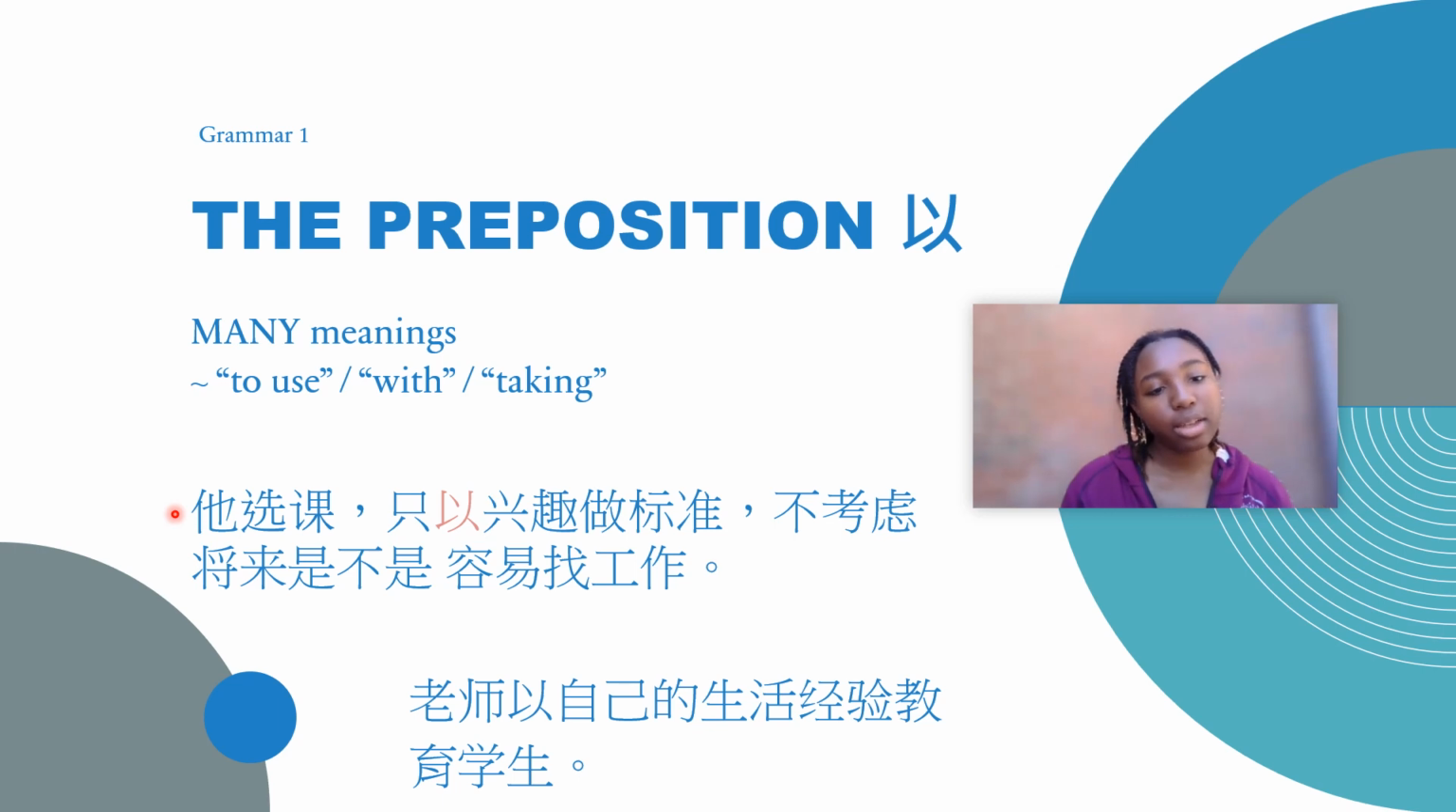第一个，他选课只以兴趣做标准，不考虑将来是不是容易找工作。那 let's look into this a little bit more. 他选课 is like the whole context of this. 他选课的时候，如果他要选课的话，when he's picking his classes, 他只以 so 只 here is optional and is clarifying to say only.